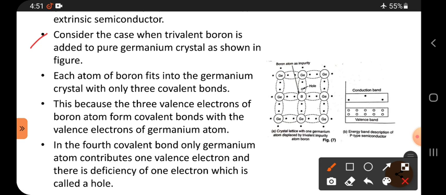Consider the case of trivalent boron. Here I have taken boron. Why is boron taken? If you observe the periodic table, in the third group, the first element is boron. How can we decide it belongs to the third group? Its valency is three. Three valency electrons are present, so that is the third group element.